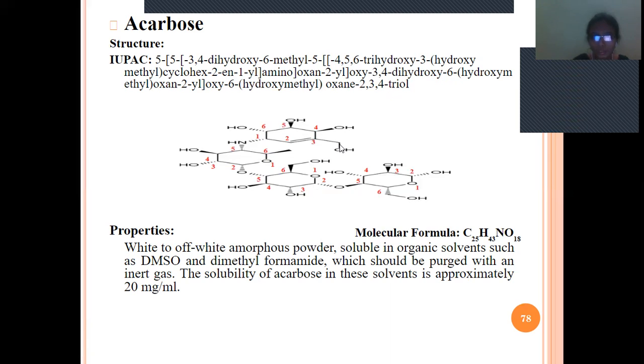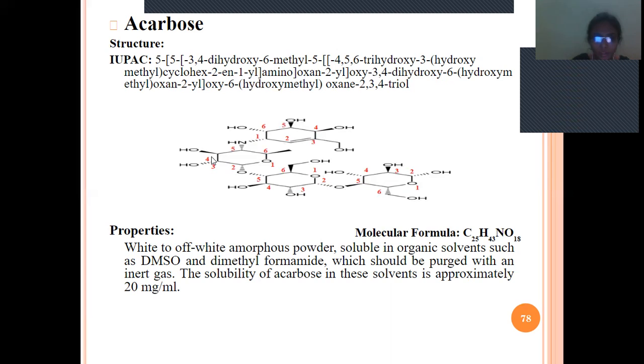3-hydroxymethyl cyclohexane amino, here oxane-2-yl oxy, 3,4-dihydroxy-6-hydroxyethyl and oxane-2-yl, and here oxy at the 6th position, hydroxymethyl oxane-2,3,4-triol.